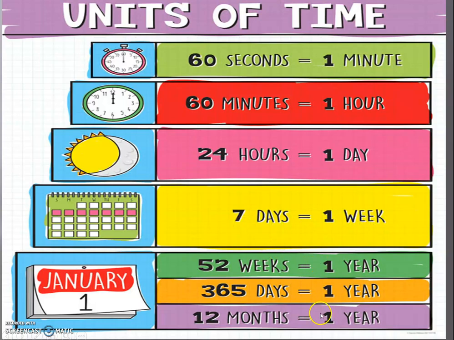Let's go to the year. How many weeks in a year? 52 weeks. How many days in the whole year? 365 days. How many months in a year? 12 months. So we can express or convert the year: 52 weeks make up 1 year, or 365 days make up 1 year, or 12 months make 1 year. So we revised the units of time.